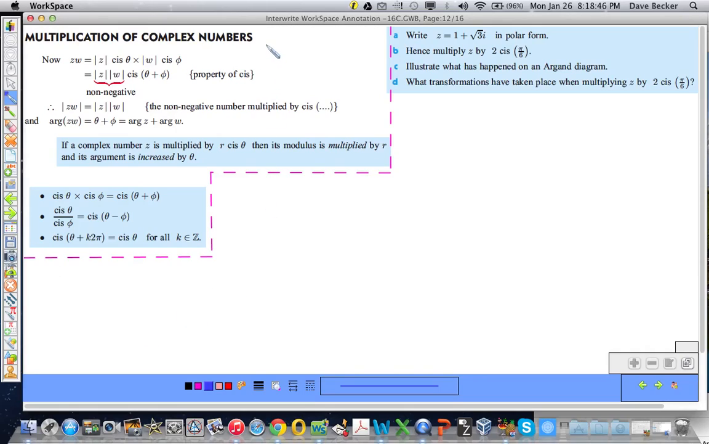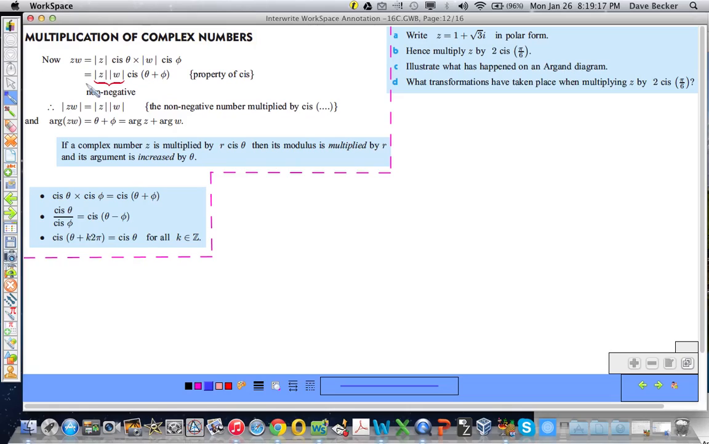Follow along. If we multiply complex numbers z and w, where z equals a plus bi and w equals c plus di, think of this as r cis theta, because r is equal to the mod of z. So mod z cis theta times mod w cis phi. Two different angles means they'll have two different arguments.